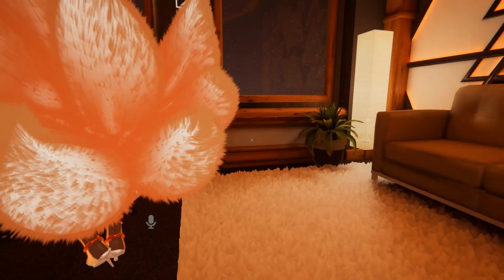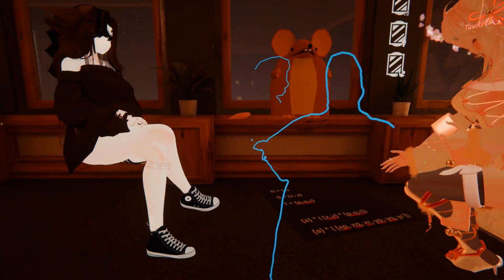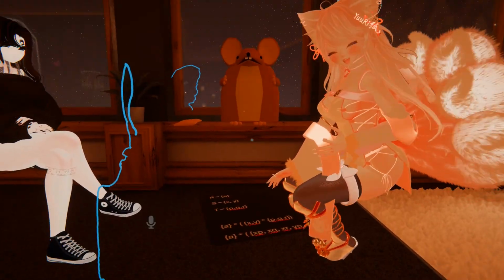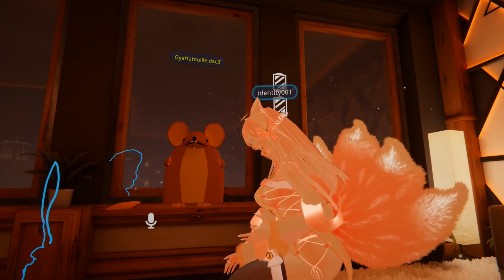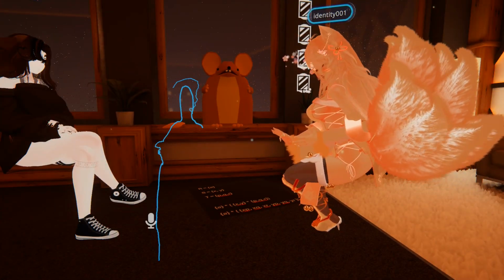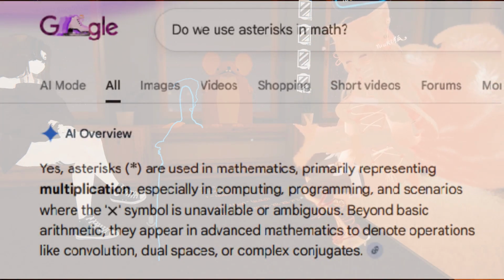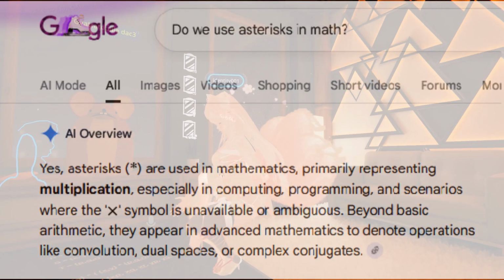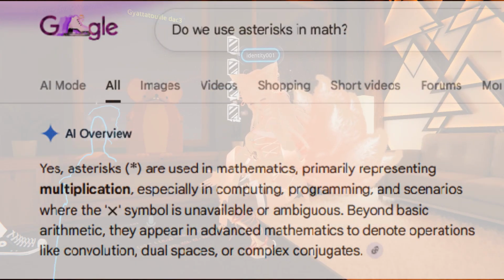Why are they using asterisks? Is that meant to be multiplication? Yes. Okay, well that's a bunch of nonsense. No one in the actual known mathematical community would use asterisks as a multiplication symbol.